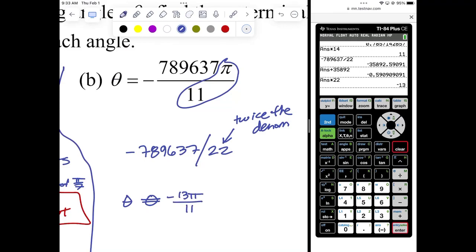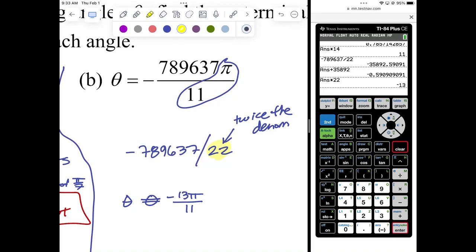The only problem is negative 13 pi elevenths is not between 0 and 2 pi, is it? It's a negative rotation away. So what did we do when we had a negative angle in degrees? We did one last step. We added one extra rotation to it, which was 360 when we're in degrees. But here I want to add one extra rotation, which is how many pi elevenths? It's the same number we divided by. 22. 22 pi elevenths is one rotation.